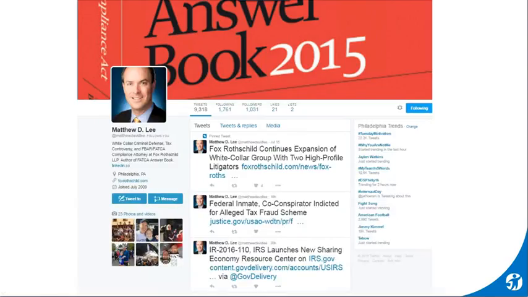Here also is an example, again, and I stayed with Fox Rothschild to show the difference between the firm Twitter profile and an individual attorney's Twitter profile. And here, for example, Matthew Lee is a white-collar criminal defense tax controversy attorney, and he explains everything he does here in his bio. I don't need to read it to you.